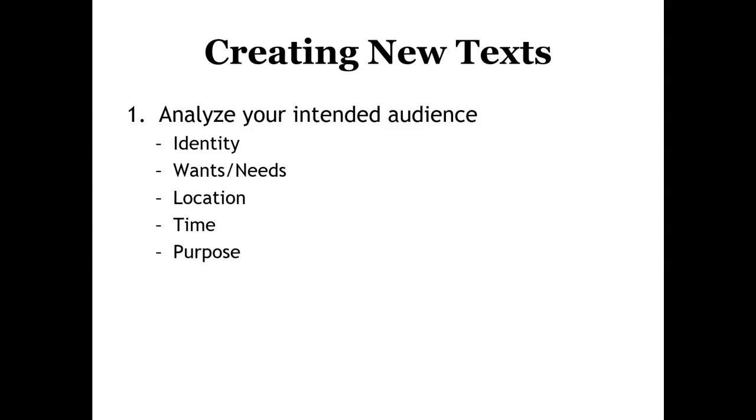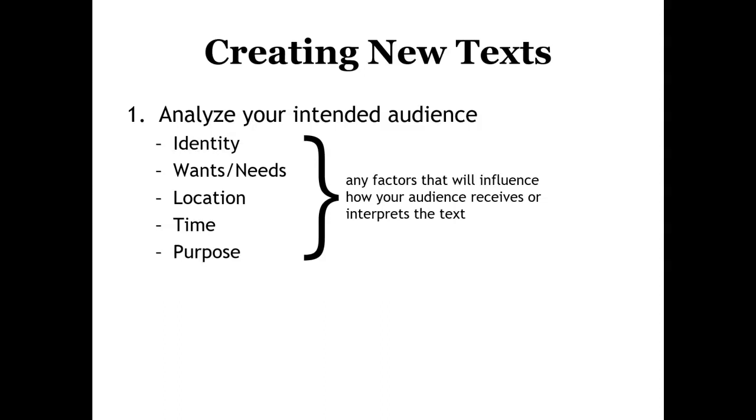We can go the other way around as well. We can analyze our audience and then create new texts that fit that particular audience. So here are the steps. Number 1, you want to analyze your intended audience. Figure out, who are they? What do they want? What do they need? Where are they? When are they? Why are they using it? Think of any factor that's going to influence how your audience will receive or interpret that text that you're presenting to them.